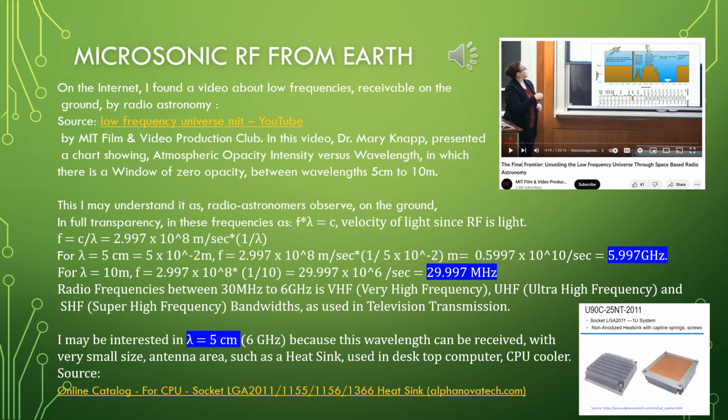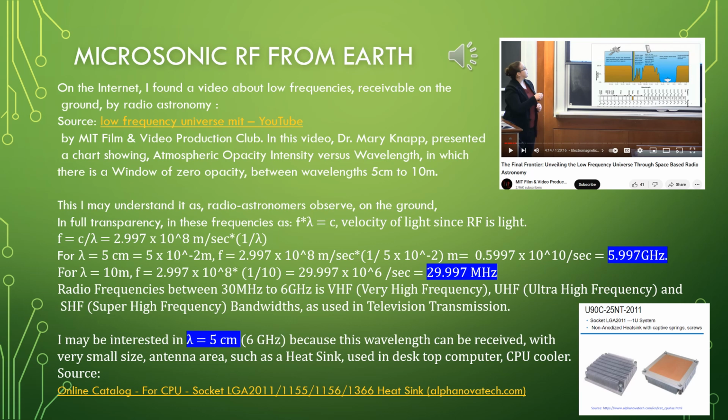For lambda equal to 10 meters, f equals 2.997 times 10 to the power 8 times 1 over 10, equals 29.997 times 10 to the power 6 per second, equals 29.997 megahertz. Radio frequencies between 30 megahertz and 6 gigahertz are VHF, very high frequency, UHF, ultra high frequency, and SHF, super high frequency bandwidths, as used in television transmission.